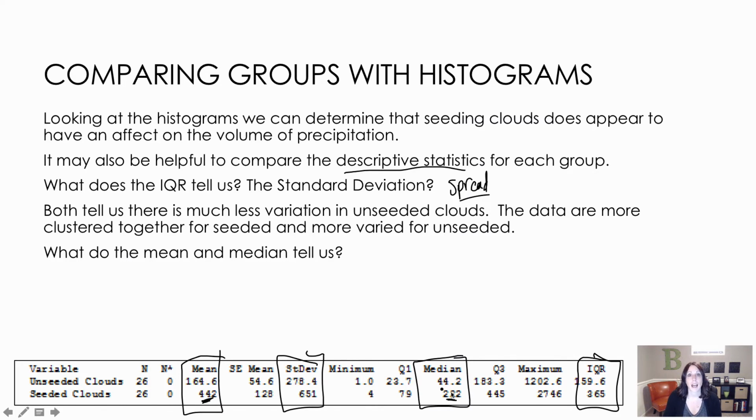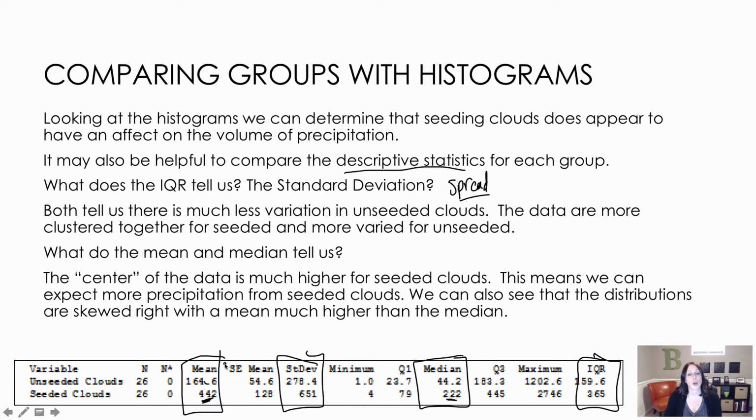Looking at the mean and the median, what those would tell me, again, is that the seeded clouds have a much greater mean and a much greater median than the unseeded clouds, which of course means that on average, whether I'm looking at mean or median, I'm expecting more precipitation from a seeded cloud than an unseeded cloud.